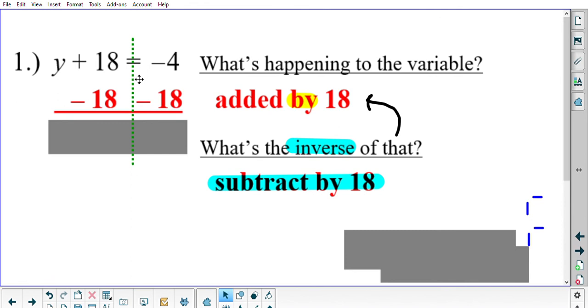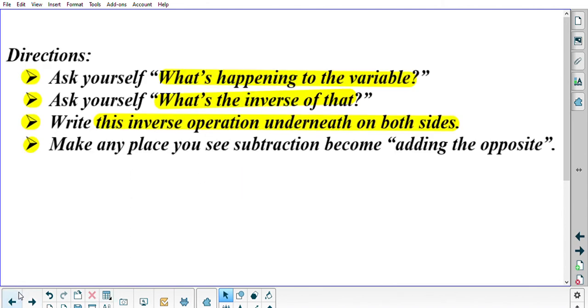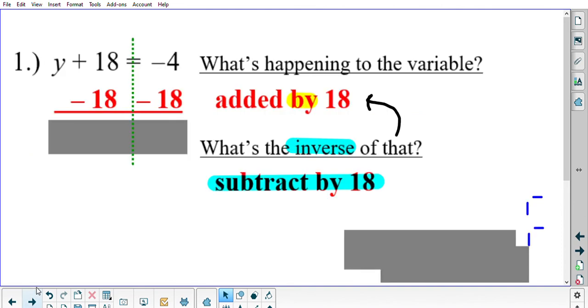I just want you to know there's a left side of the equation, which means to the left of the equal sign, and there's a right side of the equation, meaning to the right of the equal sign. All right, the fourth part of the directions is to make any place where we see subtraction become adding the opposite. Do we have subtraction on the original problem?